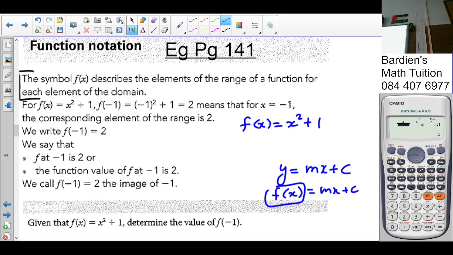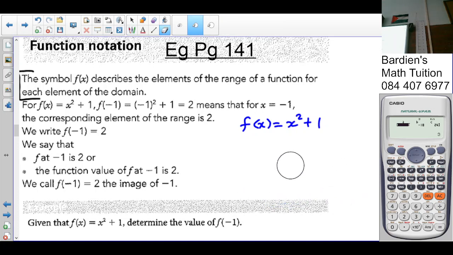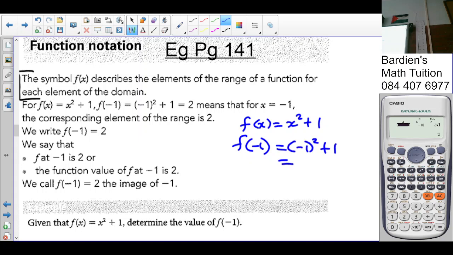So for f of x equal to x squared plus 1, that means that wherever I see an x, if you've got f of minus 1, the input is minus 1. Let's see what's the output. Wherever we see an x, we put a negative 1, so it's negative 1 squared plus 1. What's negative 1 squared? 1, plus 1 is 2. So that means if x is equal to minus 1, we've got a y value of 2. If I must write that as an ordered pair, this would be negative 1 and 2. You guys understand? That's a coordinate.